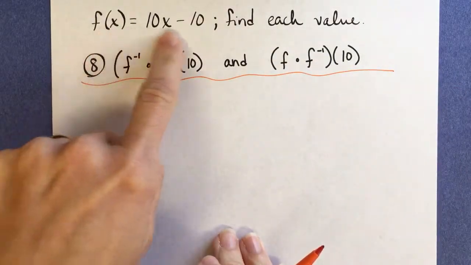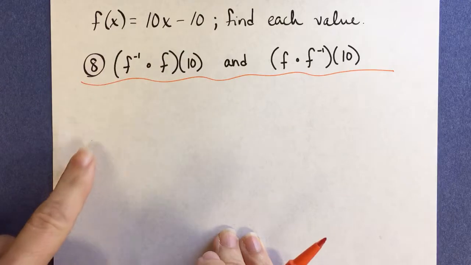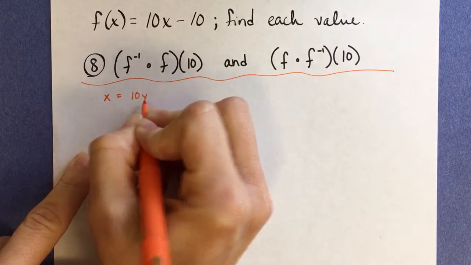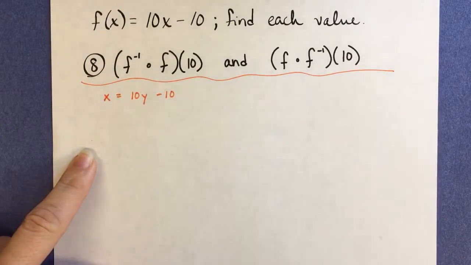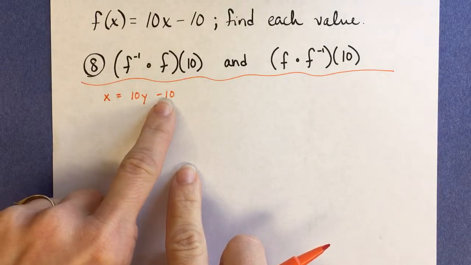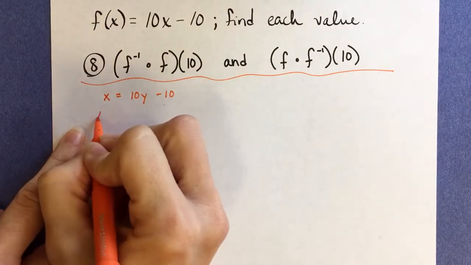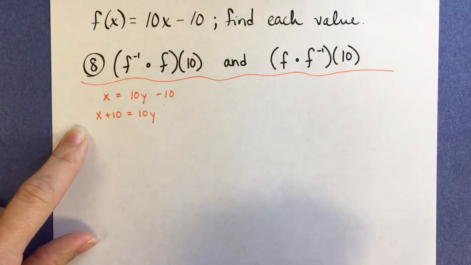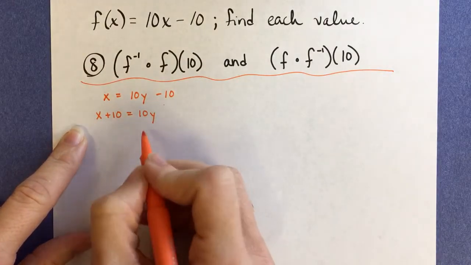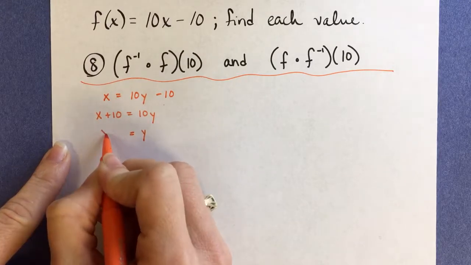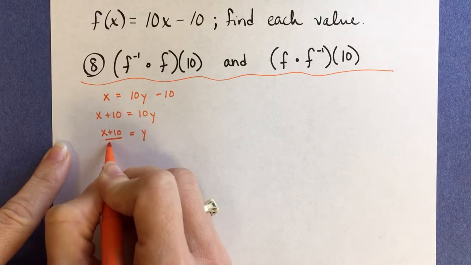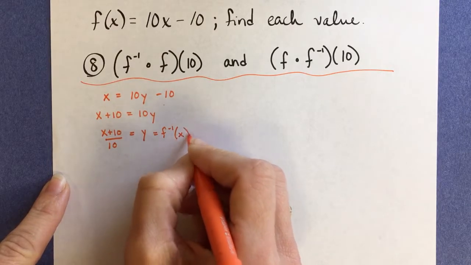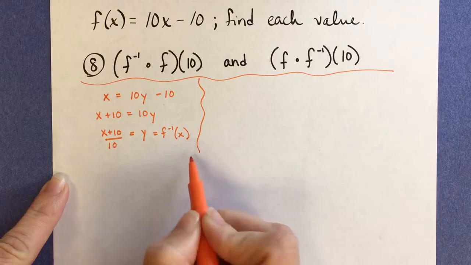So using the function at the top, you're going to switch your x and your y. So I would have x is equal to 10y minus 10. Okay, so then my next step is going to be to add the 10. So x plus 10 is equal to 10y. And now divide by 10. So y is equal to x plus 10 divided by 10. So this is my inverse. Okay? All right, so let me just kind of box this off here.